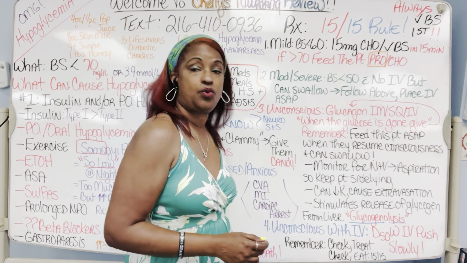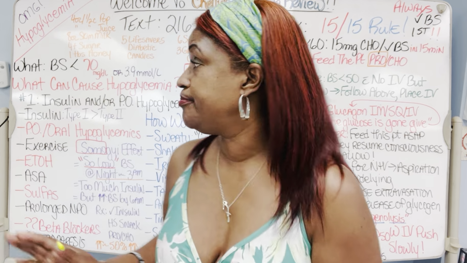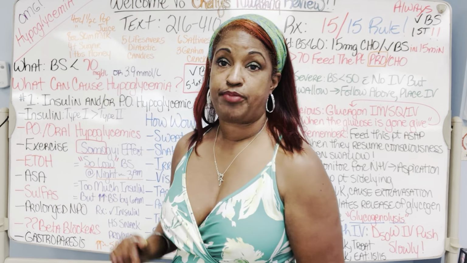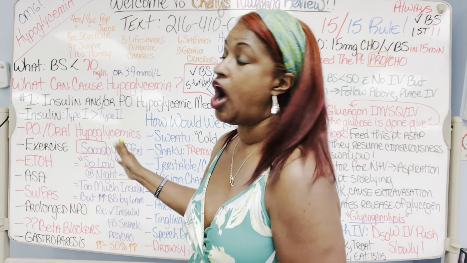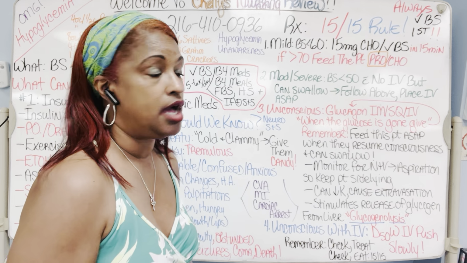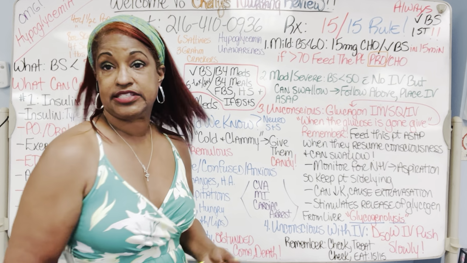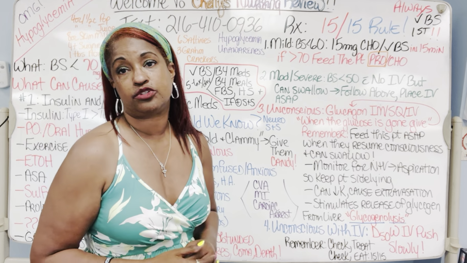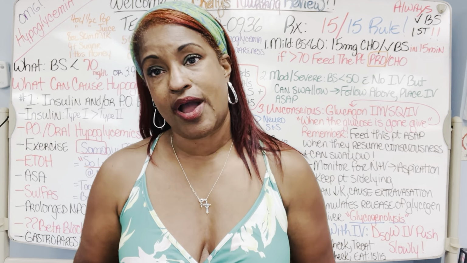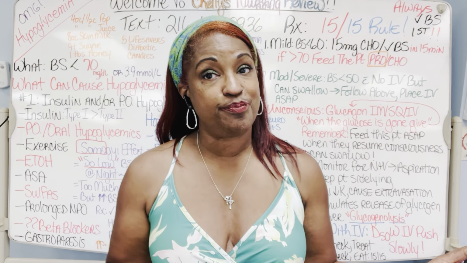Now, so what did we do? We talked about what hypoglycemia is. We talked about the causes of hypoglycemia. We talked about the signs and symptoms of hypoglycemia, and we concluded with how to treat hypoglycemia. So I hope you learned a lot.